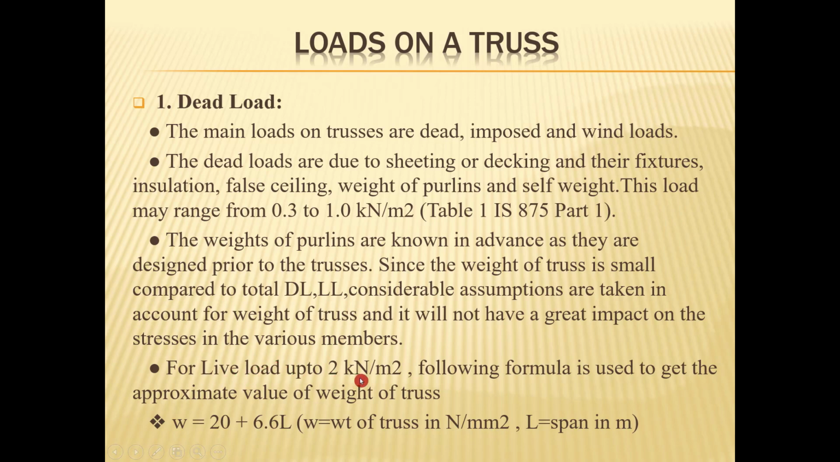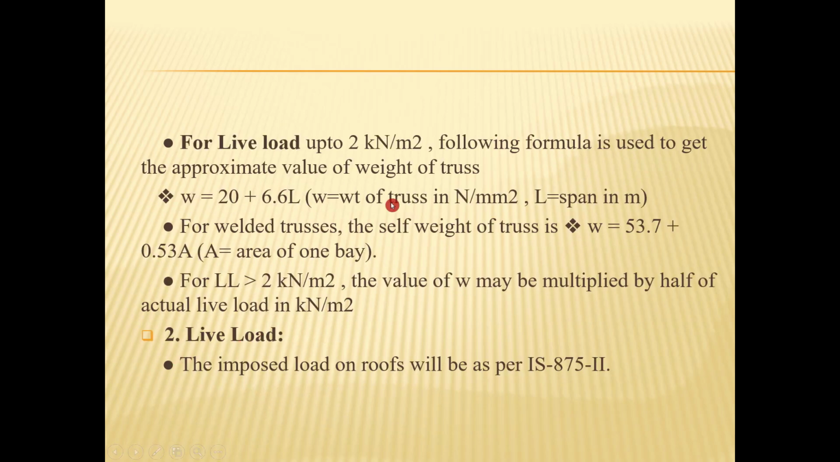And the live load ranges up to 2 kN per meter square, and we can use the following formula to find the weight of the truss. So W is equal to 20 plus 6.6 into L is the equation, where W is the weight of truss in Newton per meter square and L is the length of span in meter. Continuing with the live load, for up to 2 kN per meter square, the following formula is used to get the approximate value of the weight of the truss.